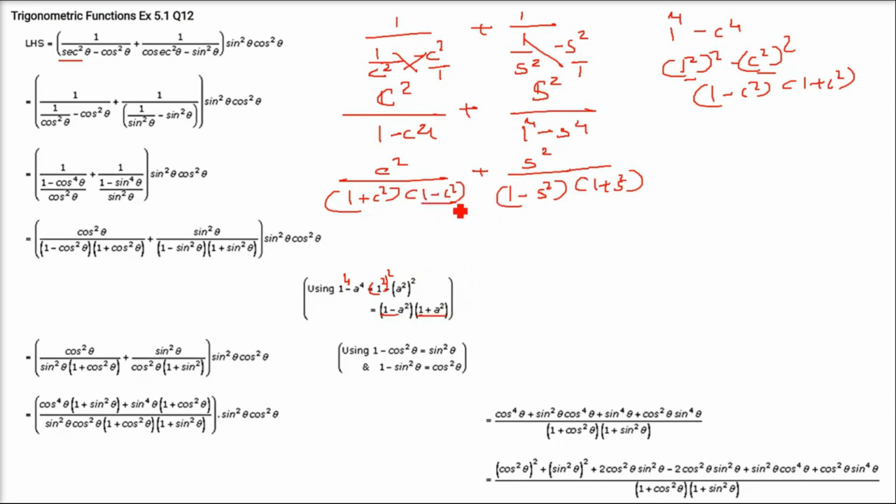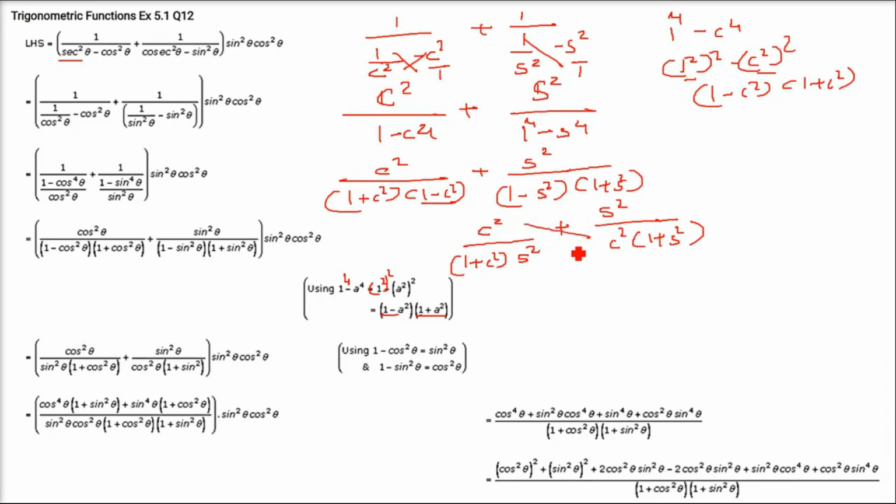If you see this, 1 minus cos square is what? Sine square. So it can be written as 1 plus cos square, and this 1 minus cos square is sine square. Then we have 1 minus sine square as cos square. This can be written as cos square. And then you get 1 plus sine square. Now multiply them. Now properly multiply them.